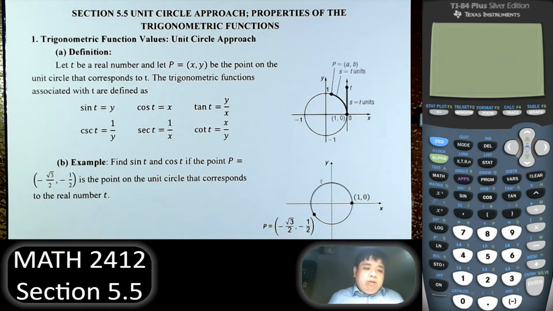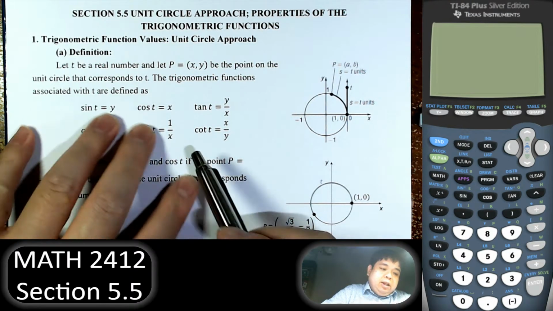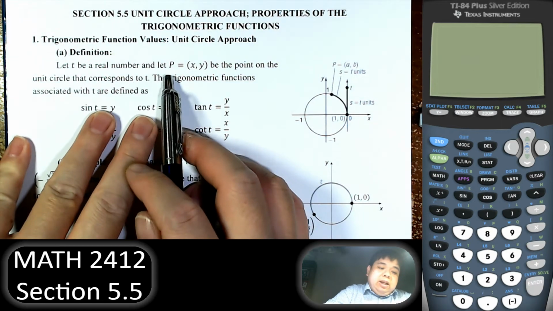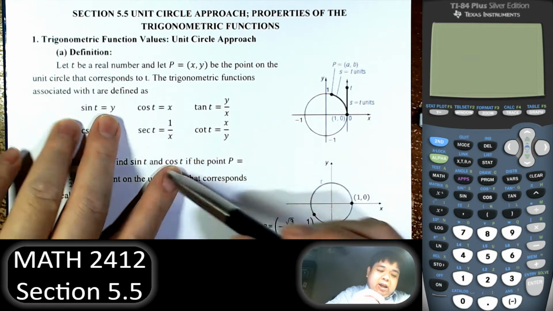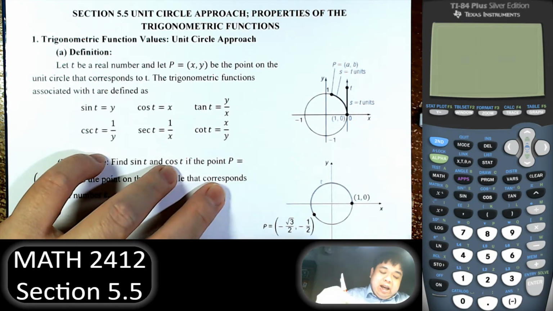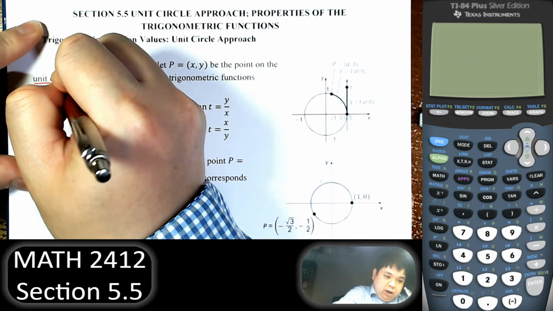Now, we define trigonometric functions using a unit circle approach. So now, let t be a real number and let a point (x, y) be the point on the unit circle. Now, in the unit circle, meaning that x squared plus y squared is equal to 1.